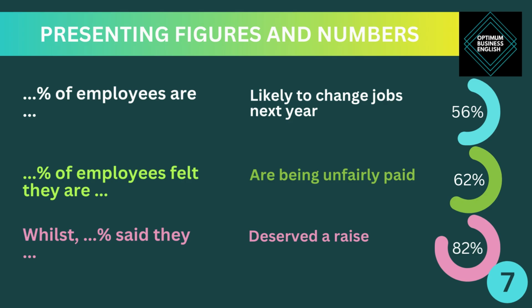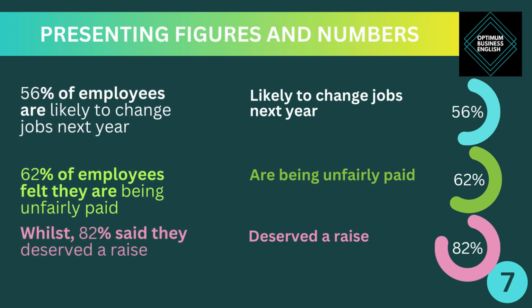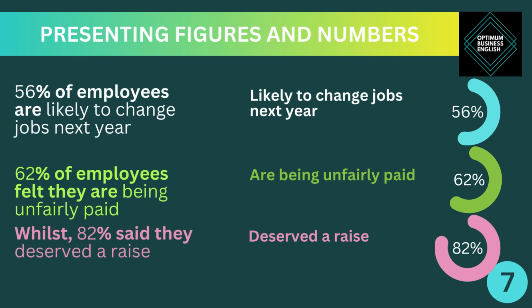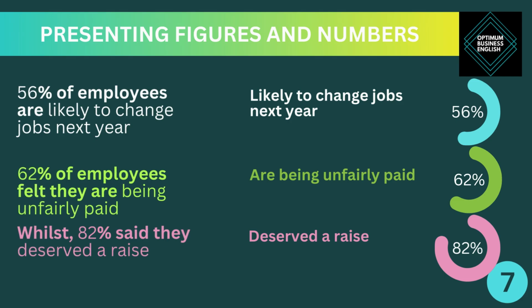Finally, using the percentages in the donut charts, complete the sentences in the three colors on the left. Check your answer to ours next, and if necessary, practice it and repeat it until it is correct. Your sentences should have said, 56% of employees are likely to change jobs next year. 62% of employees felt they are being unfairly paid, whilst 82% said they deserved a raise.